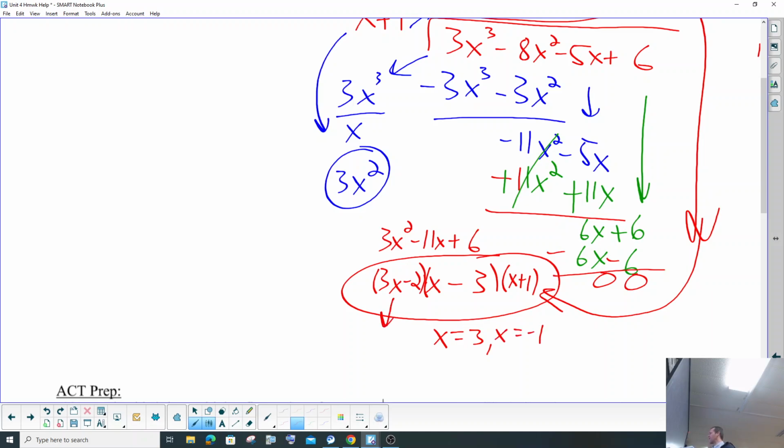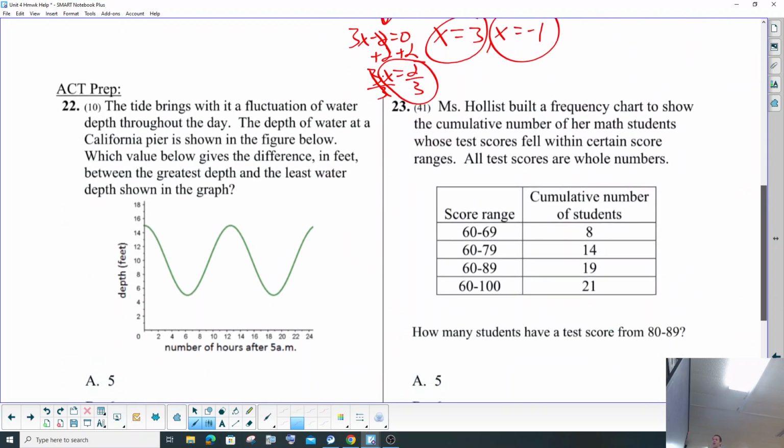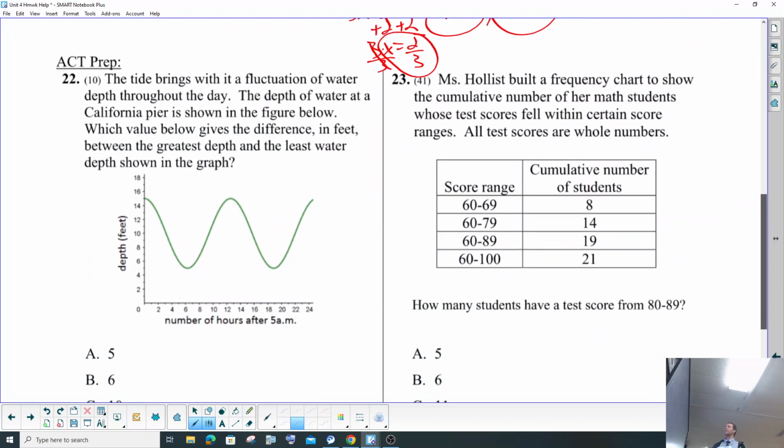But we also get a, don't forget this one, set it equal to 0. So we add 2 to the other side. So we get 3x equals 2. And then how do we get that 3 to the other side? We divide by 3. So we get x equals 2/3 and 3 and negative 1. Whoa! Okay, last but not least is number 22.